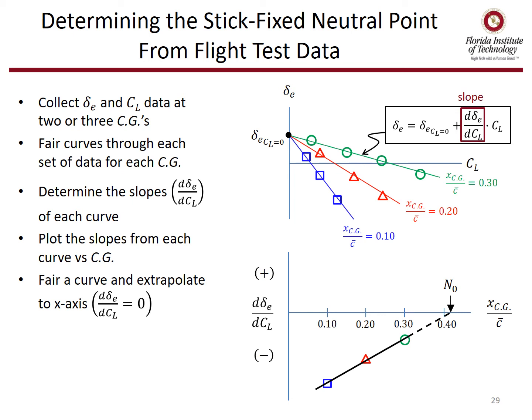We don't want to actually go out and fly at 0 slope because that would be dangerous, but we can see the trend here, right? And if we extend the line on the bottom plot from the blue square to the red triangle to the green circle and just continue that line to where it intersects the x-axis, that is going to be the point where d delta E dCL is 0, which means that's the neutral point. So for this example, we extend that line, it intersects the x-axis at about 0.42 or 0.43. So 43% of the mean aerodynamic chord is the neutral point.